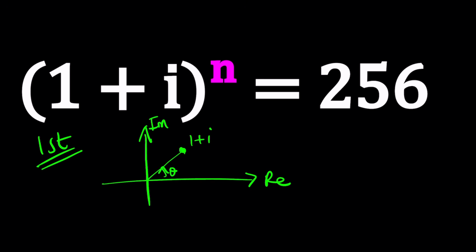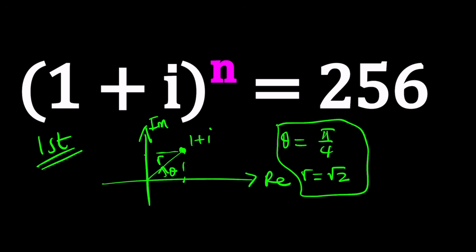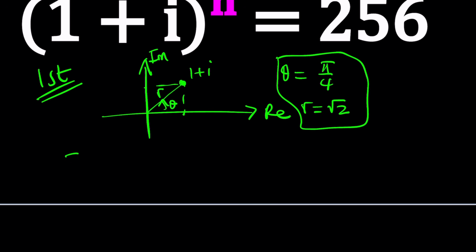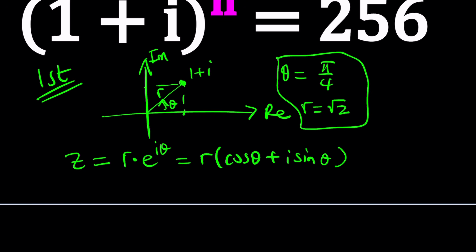Now, how do you find that angle? Looking at the coordinates, using a little bit of trigonometry, you notice that theta is equal to pi over 4, and r is considered the absolute value, the distance from 0. Basically, that will be square root of 2 from the Pythagorean theorem. So that's the two pieces of information you need. And in that case, our number z can be written as r times e to the power i theta. Again, thanks to Euler, we have this form because e to the i theta can be written as cosine theta plus i sine theta. And guess what that brings us? That brings us the most beautiful equation in mathematics.